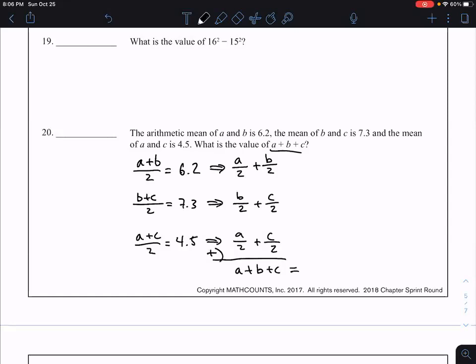So since we know the means of all of these, then we can add all of those up to get our answer. So A plus B plus C is equal to 6.2 plus 7.3 plus 4.5, and that's equal to 18.